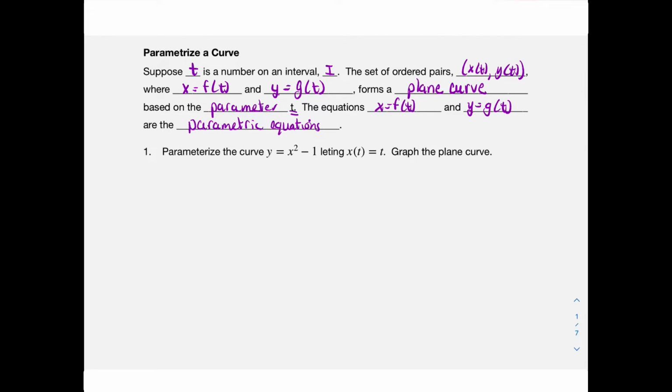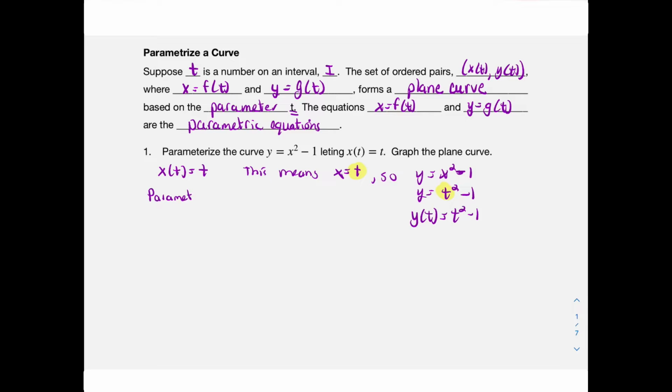So we're going to find the parametric equation to the curve of the rectangular curve y equals x squared minus 1. We're going to let x of t equals t. So since x of t equals t, we can say that x equals t. So we can switch to our equation y is equal to x squared minus 1. We can replace the x with t, and we get y is equal to t squared minus 1. So that means we have now found a function of y in terms of t. So y of t is equal to t squared minus 1. So our parametric equations for this plane curve would be x of t equals t, and y of t is equal to t squared minus 1.